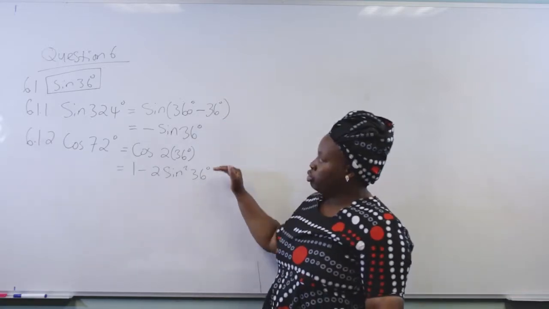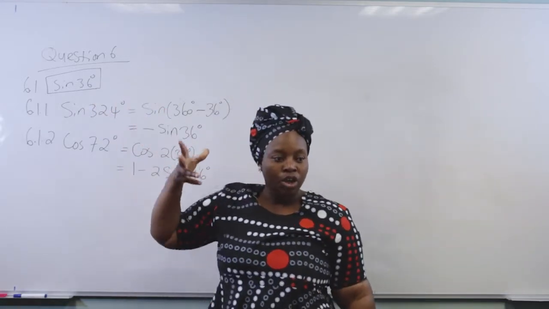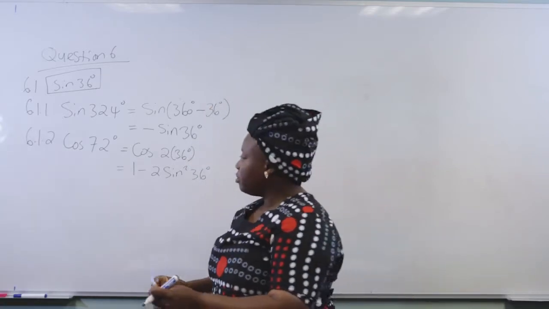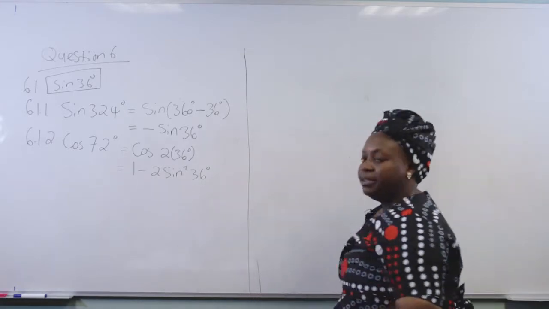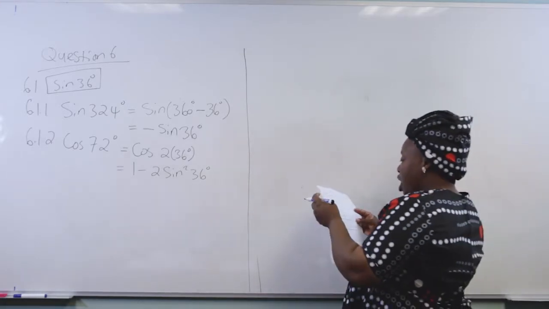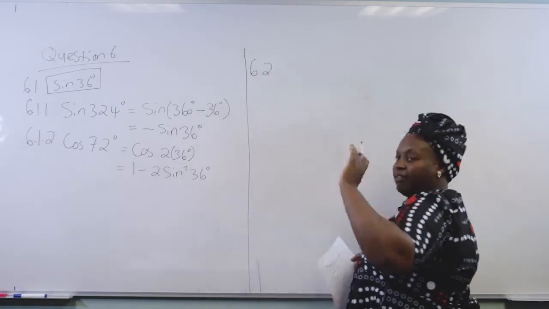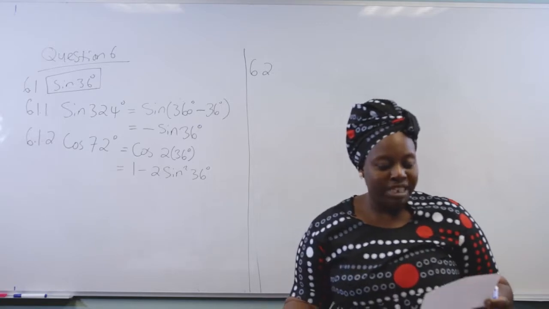Now, for these two, you can see that what you need to remember is the 36, and from there you can get it right. Okay, folks? Let's go to 6.2. In 6.2, they want you to simplify. In this case, we are proving the identity, meaning that you have to prove that the left-hand side is equal to the right-hand side.